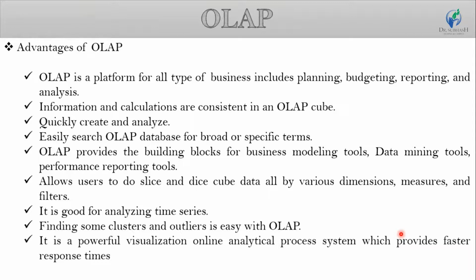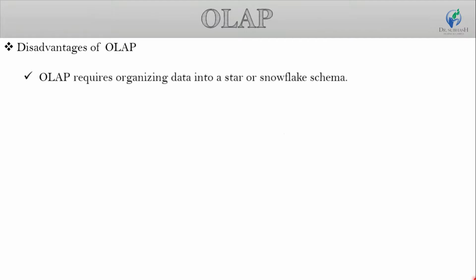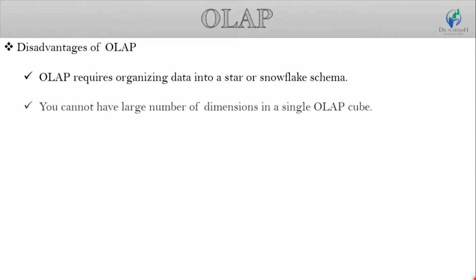Now I have discussed the advantages. Let us look at the disadvantages of OLAP systems. So first one is OLAP requires data organized into a star or snowflake schema. These schemas are complicated to implement and administer. Next one is you cannot have a large number of dimensions in a single OLAP cube.